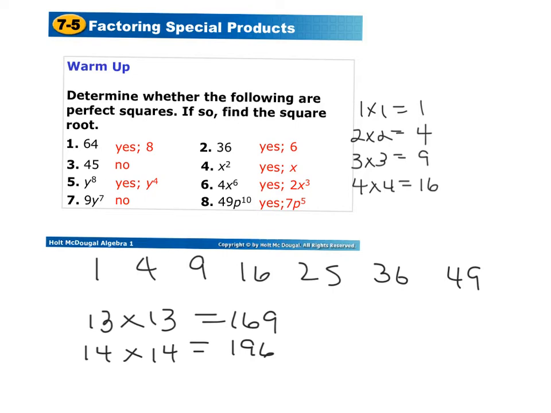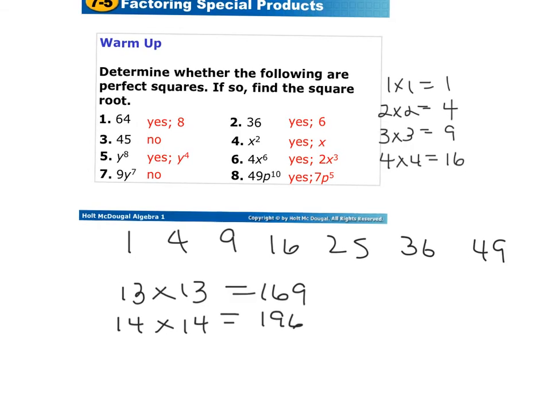So number 1, 8 times 8 is 64. Number 2, 6 times 6 is 36, so it's a perfect square. The factors of 45 are 1 times 45 and 5 times 9, so it's not a perfect square. Notice to get x squared, it's x times x, so it is a perfect square. And then so on. Same thing with the y, for y to the 4th times y to the 4th is y to the 8th. So all of these are perfect squares except for the number 3 and number 7.